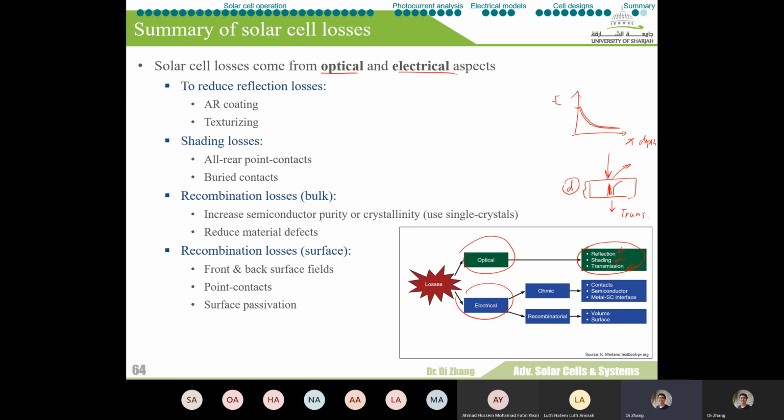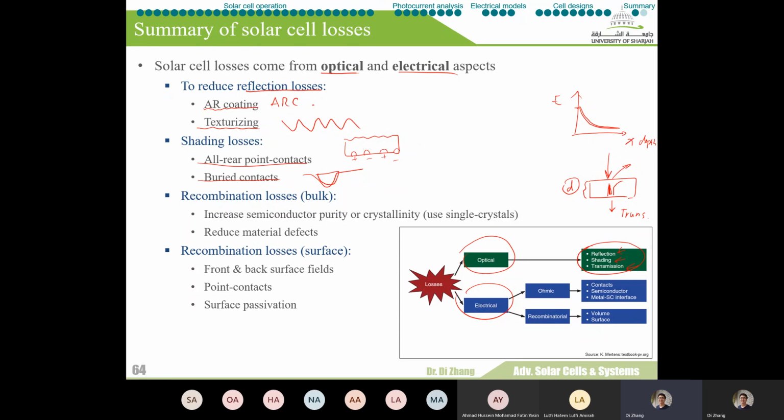And then what can we do to reduce these optical losses? For the reflection losses, we mentioned that typically there are different approaches. We can use anti-reflection coating, and we can also do texturizing to roughen the surface. For the shading losses, if we want to reduce the shading on the front side by the front electrode, we can use a buried contact, to bury the electrode into the silicon surface. We can also use another design, the all rear contact design, where we shift the positive and negative, everything actually, to the backside. So that is another solution.